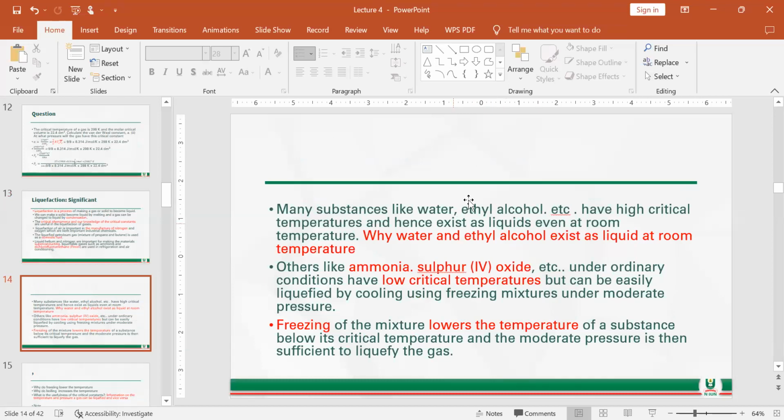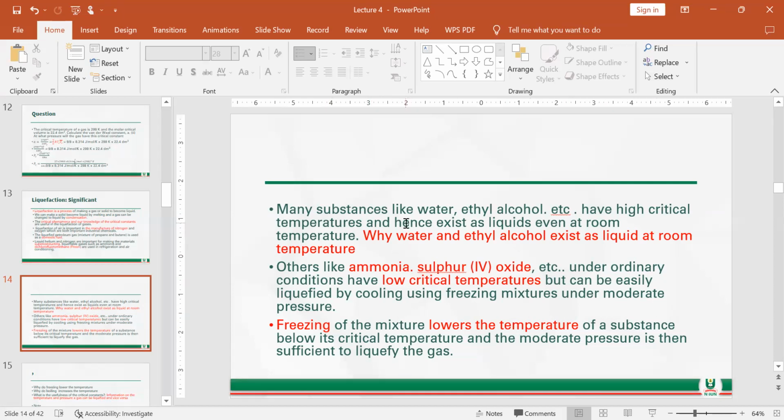Many substances like water, ethyl alcohol, etc., have high critical temperature and hence exist as liquid even at room temperature. Others like ammonia, sulfur dioxide, etc., under ordinary condition have low critical temperature, but can be easily liquefied by cooling using freezing mixture under moderate pressure.